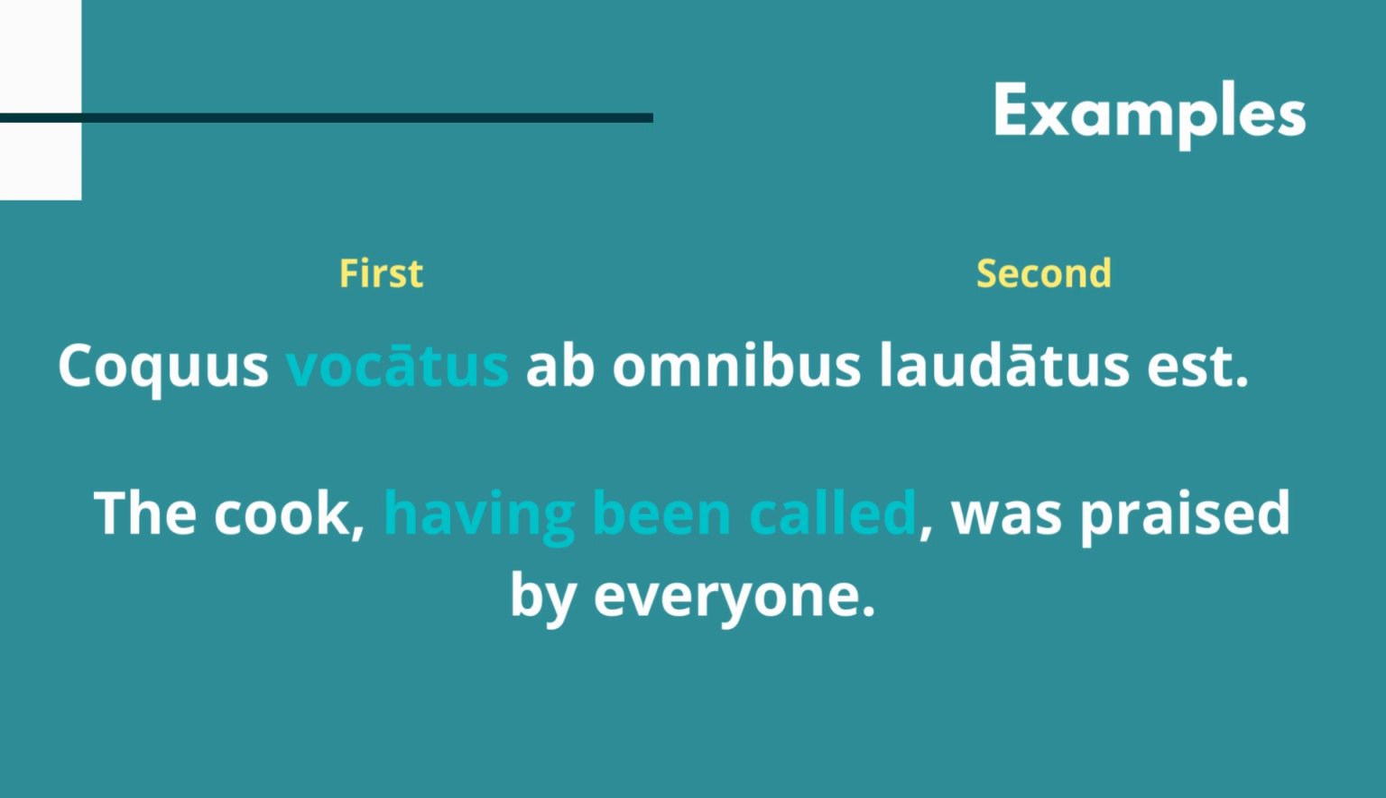The perfect passive participle, right? Remember, it's perfect passive, meaning it's got that past element to it. It's describing an action that happened before the main verb. That's what's going on here. So first the cook was called in, right? And then he was praised by everyone.